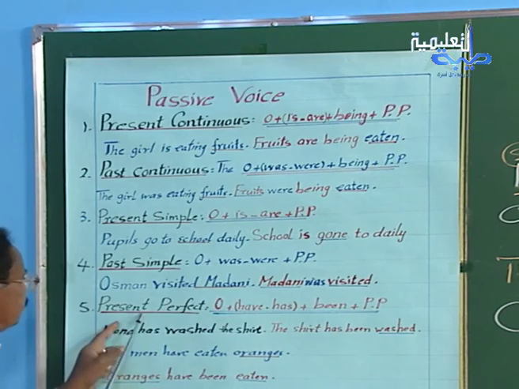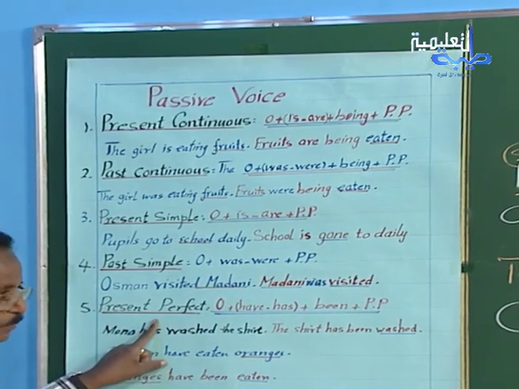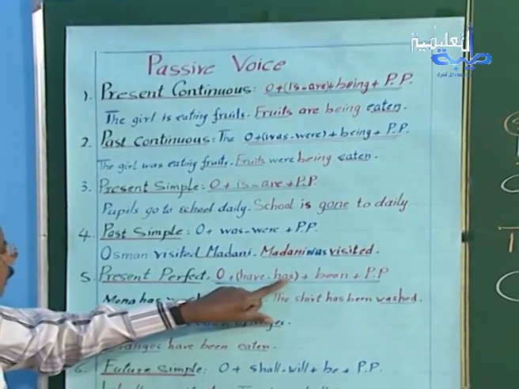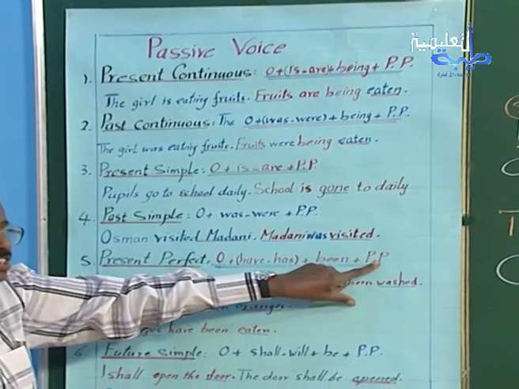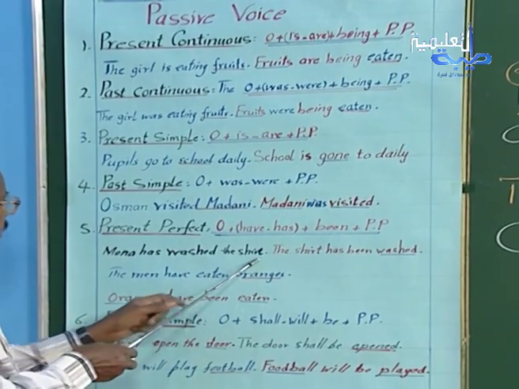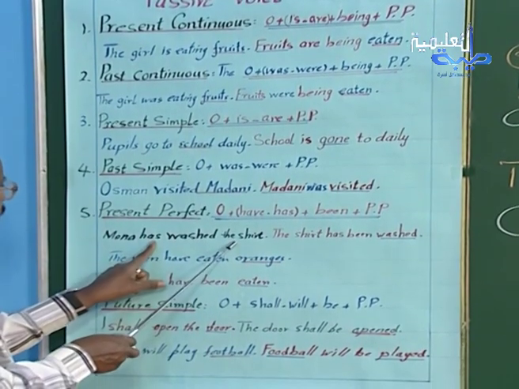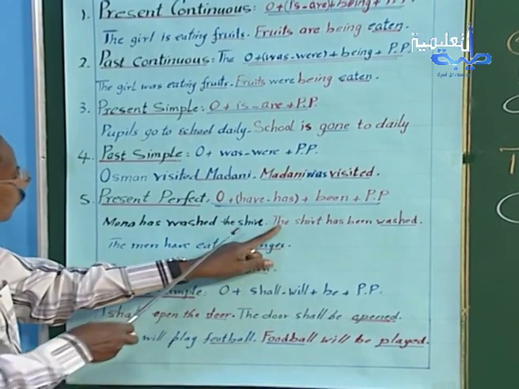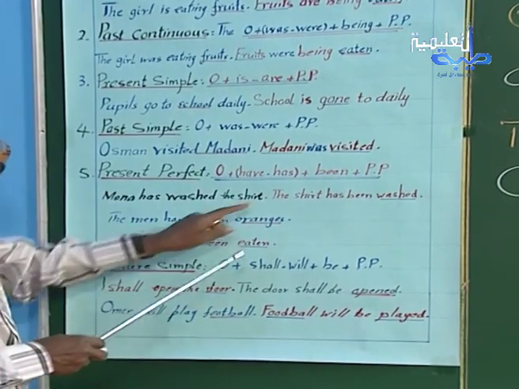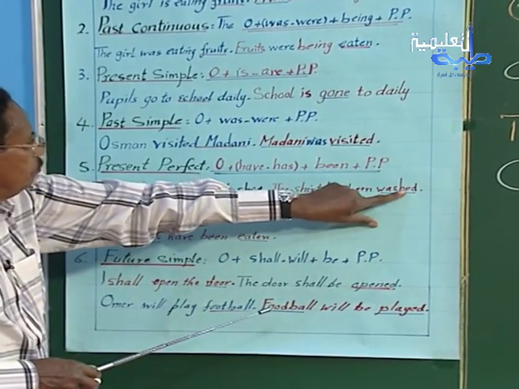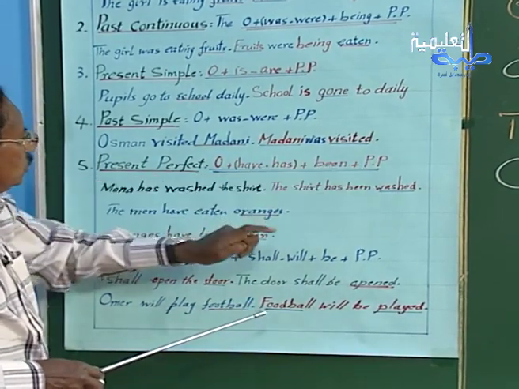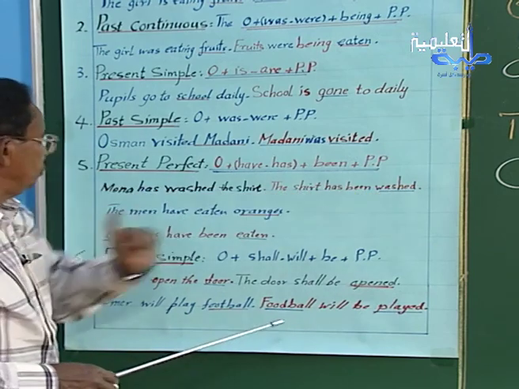For the present perfect, the rule is object plus have or has plus been plus past participle. For example, Muna has washed the shirt. We started with the shirt. It is the object. The shirt has been washed, because the rule is object plus have or has plus been plus past participle.